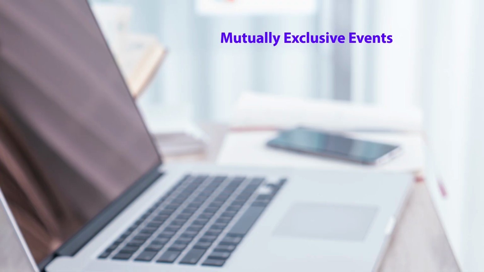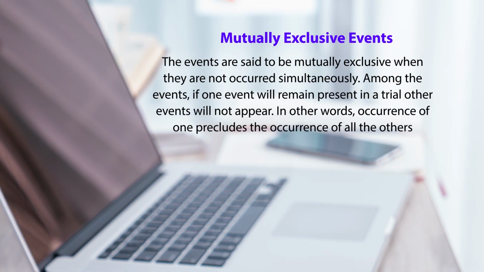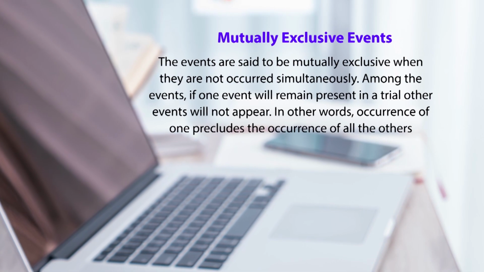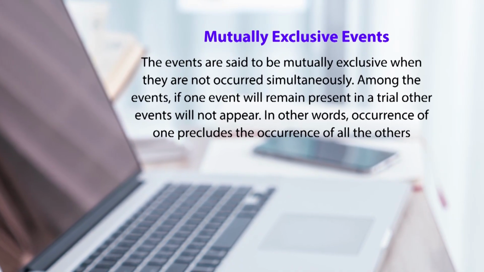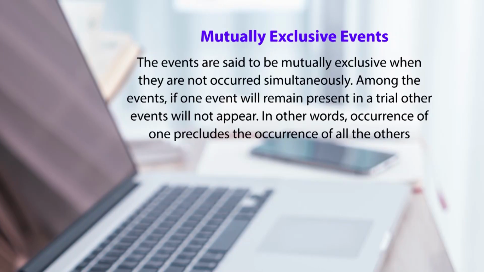On the other hand, there are some more events, like mutually exclusive events. Events are said to be mutually exclusive when they do not occur simultaneously. Among the events, if one event is present in a trial, the other events will not appear. In other words, the occurrence of one precludes the occurrence of all others. For example, if a girl is beautiful, she cannot be ugly. If a ball is white, it cannot be red.